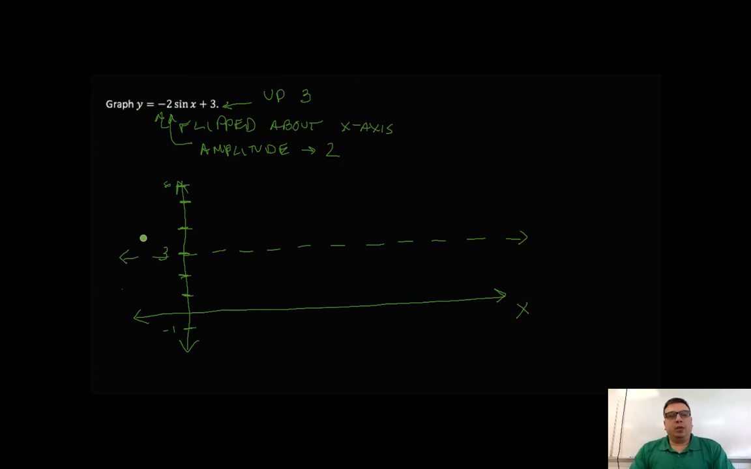And then I know that my amplitude is 2. So that means instead of just going up 1 and down 1, now I'm going to have to go up 2 from the midline and then down 2 from the midline. So now I'm going to get a different color. So we start at the midline right here is where we start.